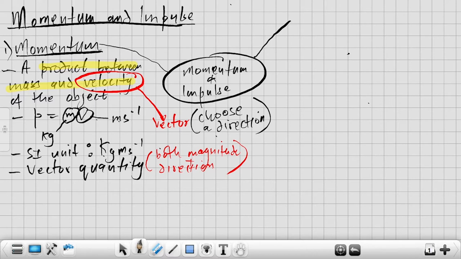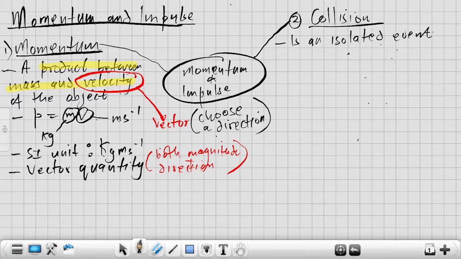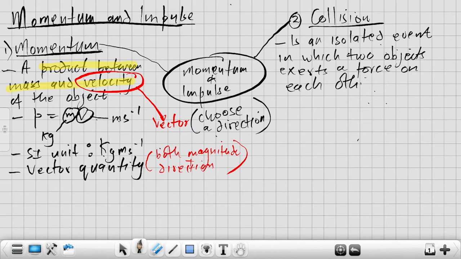Now, moving to the second pillar, let me add this one where we are going to talk of a collision. But what is a collision? A collision is an isolated event in which two objects exert a force on each other.